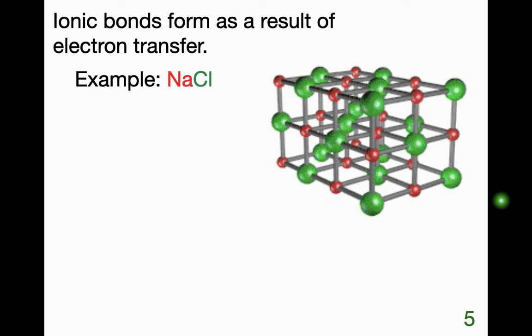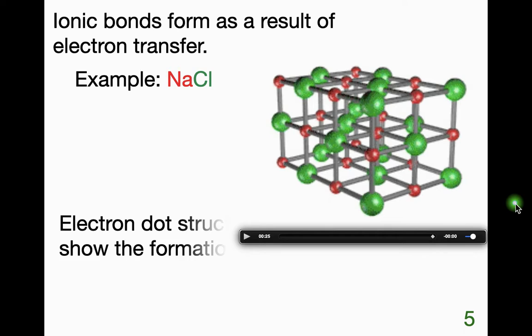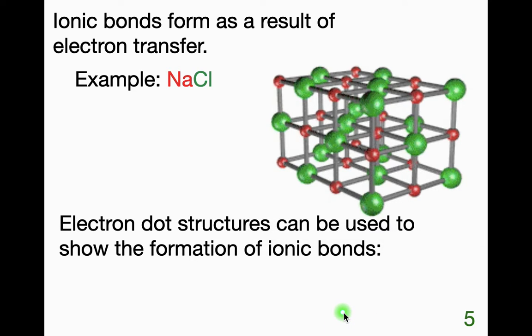Now, sodium chloride is one of the best examples of an ionic compound, and IB is all over sodium chloride, so that's kind of your go-to for an ionic compound. Electron dot structures can be used to show the formation of ionic bonds. And so sodium, remember, has one valence electron, so we can use one dot to represent that. Chlorine has 7 valence electrons.